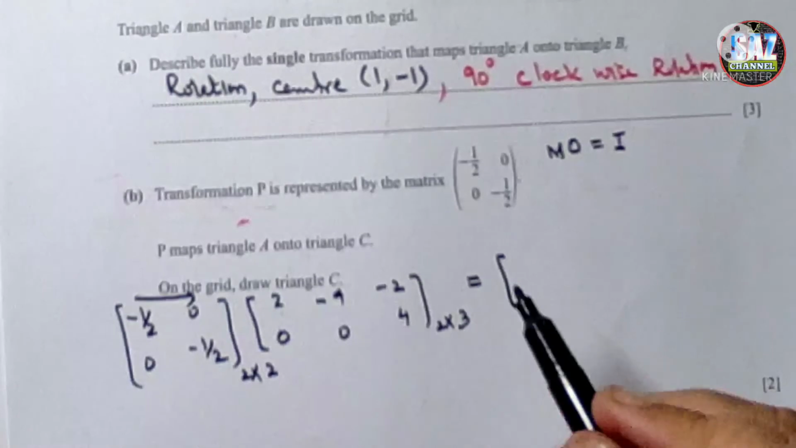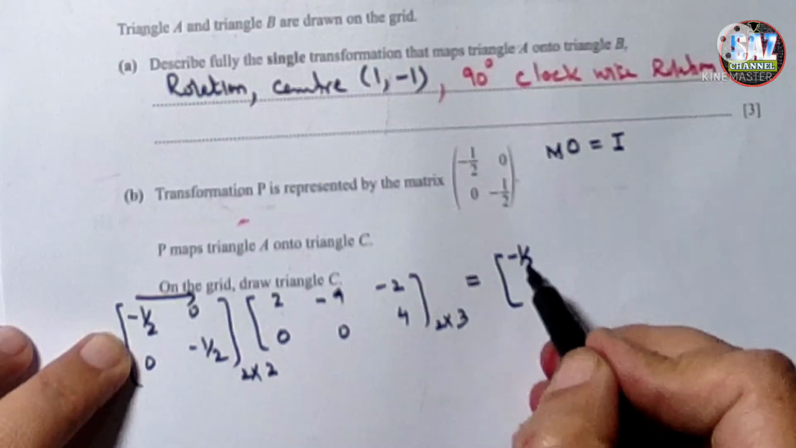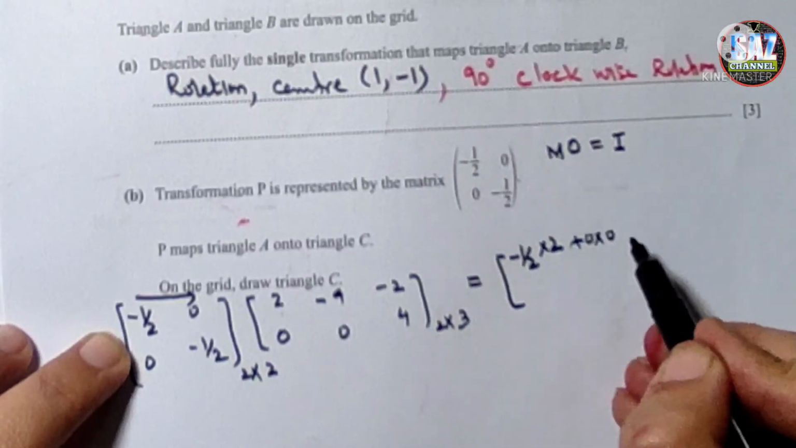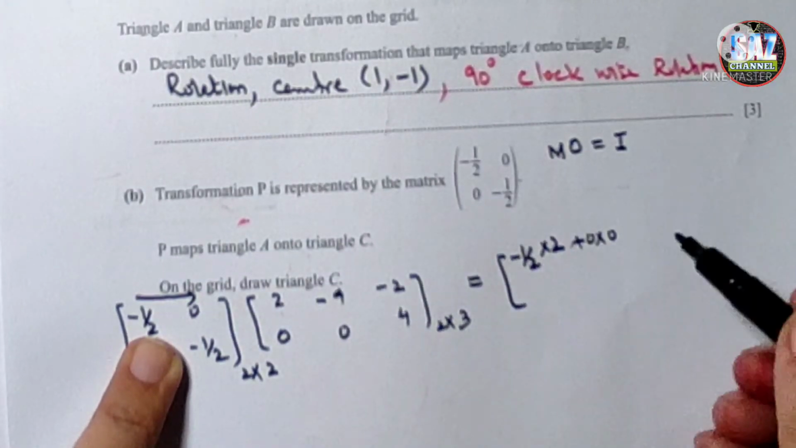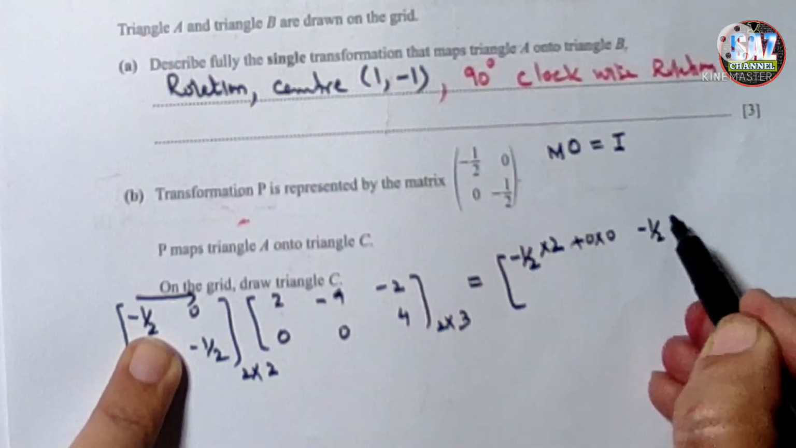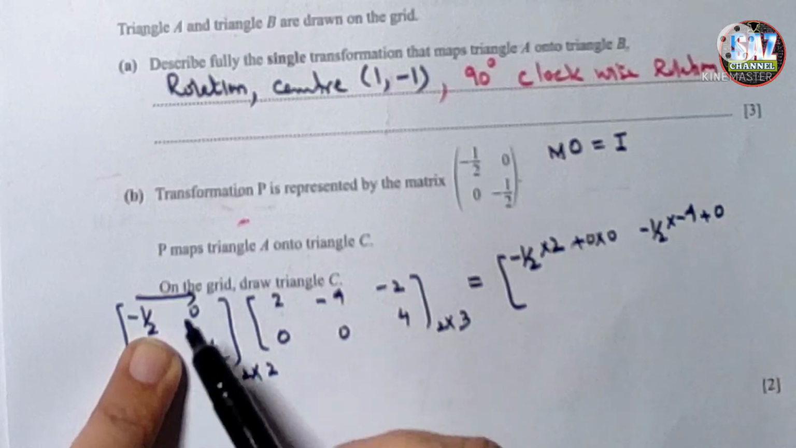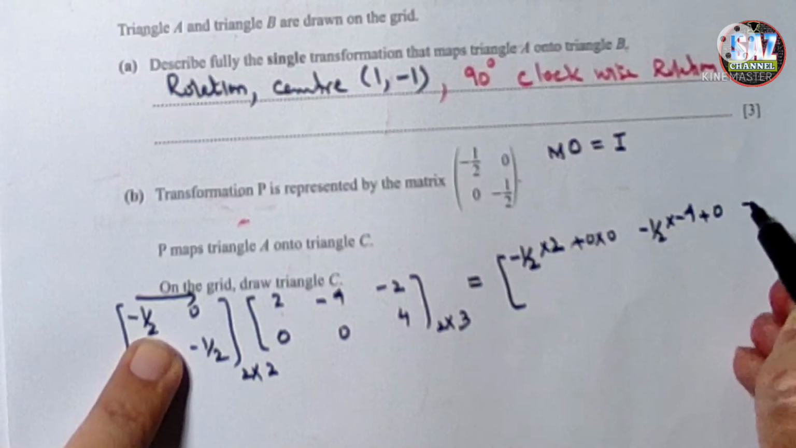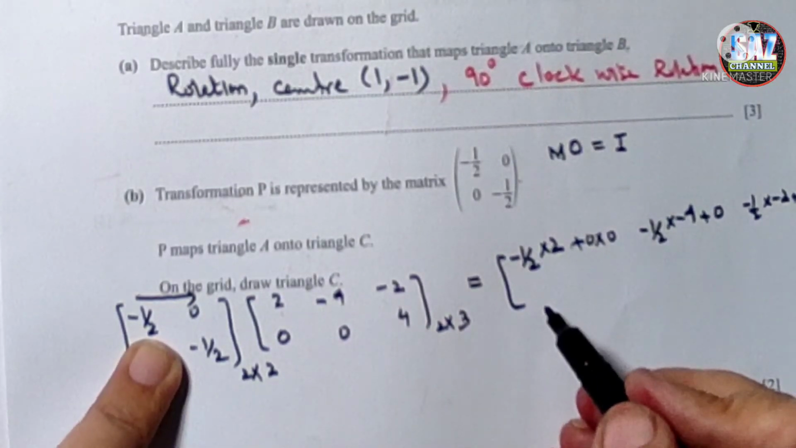To get the image matrix: -1/2 multiplied by 2 plus 0 multiplied by 0, and then -1/2 multiplied by -4 plus 0 times 0, I will write 0 over there, and then -1/2 multiplied by -2 plus 0 times 4 is 0. So with the first row our working is complete.